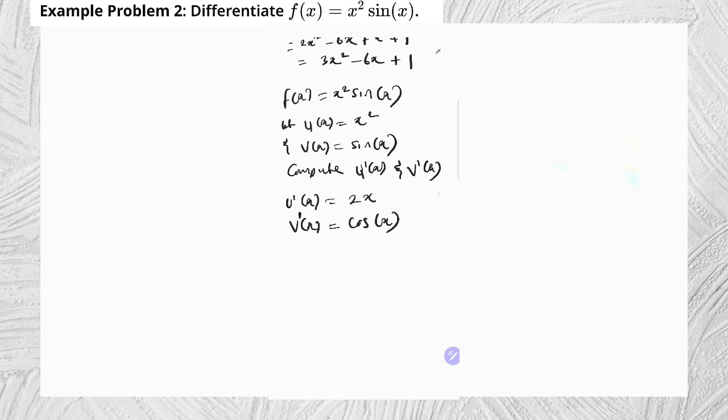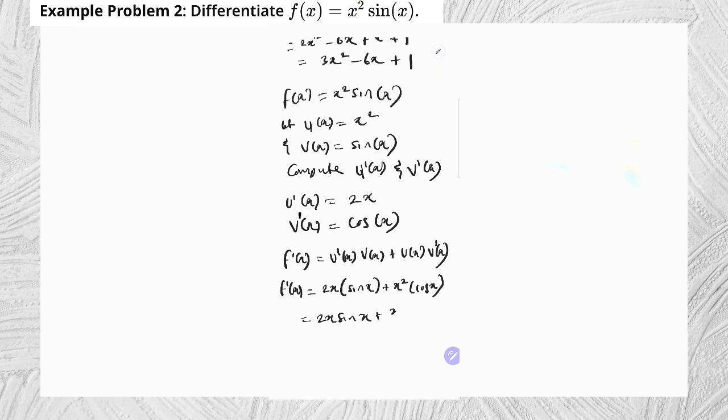Now, once we apply product rule and we substitute the value of u of x differentiated, v of x, and v of x differentiated, we have 2x times sine x plus x squared times cos x. Now, once you simplify that, you have 2x sine x plus x squared times cos x as our final answer.